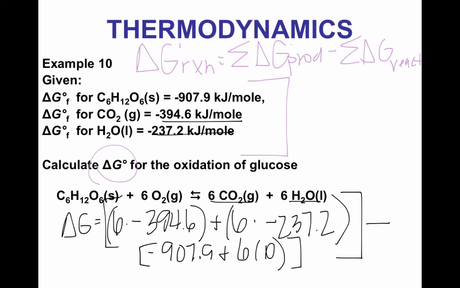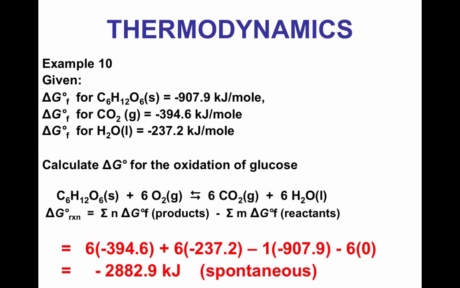Okay, so you have the sum of your products minus the sum of your reactants. Take into account the coefficients, and you find that it is negative 2,882.9 kilojoules. Okay, so again, the reason it's just kilojoules here is because you multiply by the coefficients. So when you multiply by the coefficients, that gets rid of your per mole. And notice that in parentheses it says it's spontaneous. Well, think, how can you tell if something is spontaneous? It's if delta G is less than 0. So because delta G is less than 0, the oxidation of glucose occurs spontaneously.